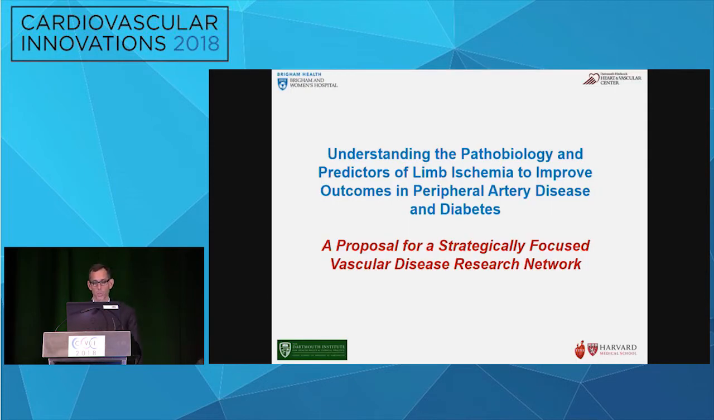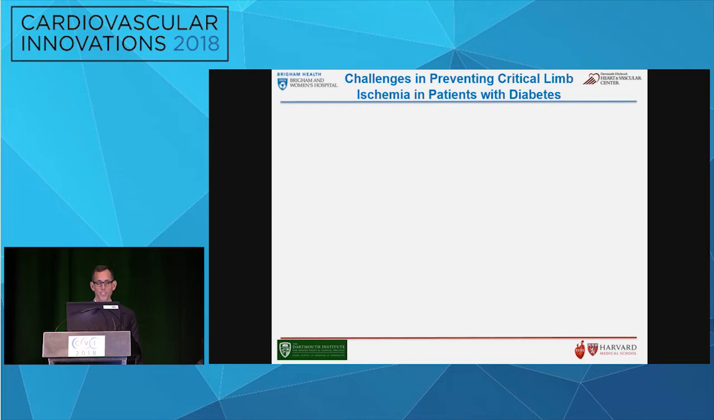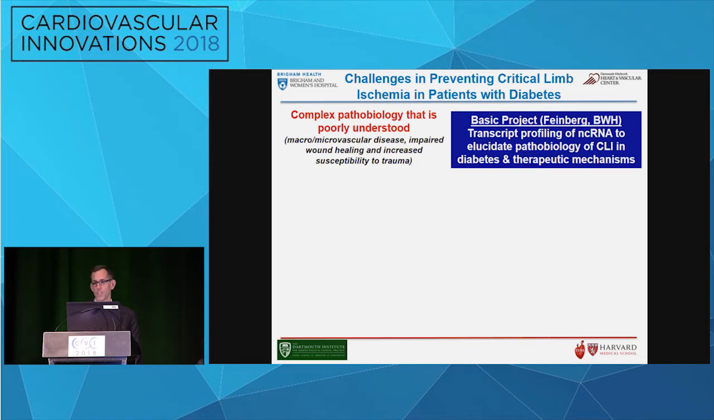This is a proposal that was recently funded by the American Heart Association between our institution and Brigham and Women's, entitled Understanding the Pathobiology and Predictors of Limb Ischemia to Improve Outcomes in Peripheral Arterial Disease and Diabetes. And Mark Banaka is leading this effort. This project has 3 parts. First, we know that the complex pathobiology in CLI is poorly understood, so Mark Feinberg is going to lead a basic science project looking at wound healing and microRNAs.